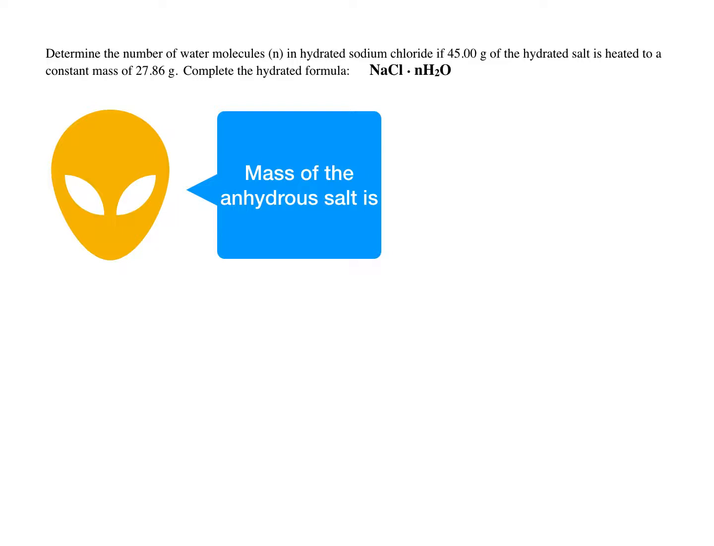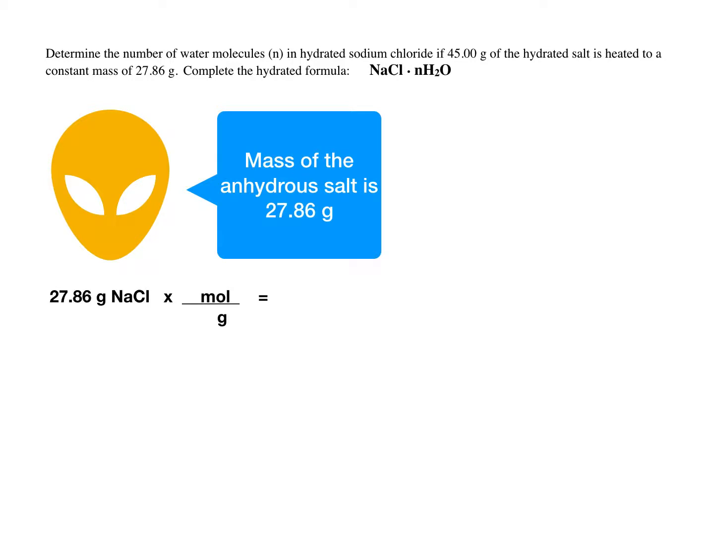This salt with water attached to it is heated, and so the water is driven off and it leaves the container, and what is left behind in the container is the salt by itself. And now, because there is no water attached to that salt, it's referred to as anhydrous, referring to that idea of negative or non, and hydrous referring to water, so no water with the salt. So the mass of the anhydrous salt is 27.86 grams. We need to convert this mass into moles.